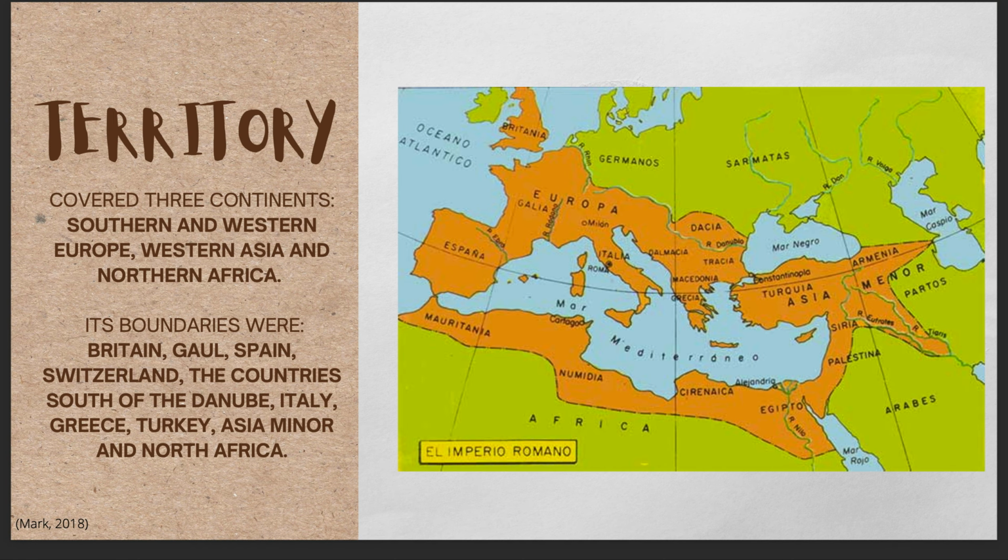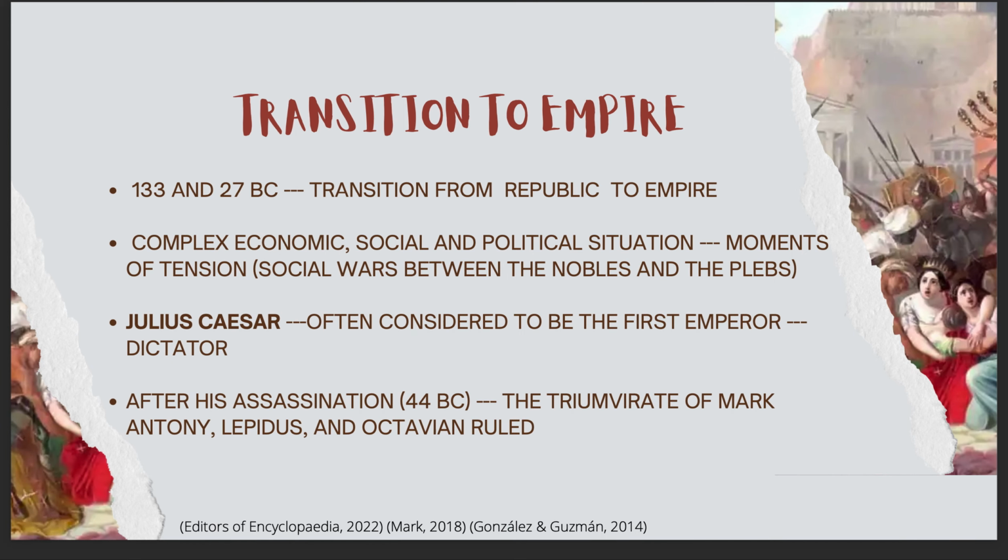Its territory covered 3 continents: Southern and Western Europe, Western Asia, and Northern Africa. Its boundaries were Britain, Gaul, Spain, Switzerland, the countries of the Danube, Italy, Greece, Turkey, Asia Minor, and North Africa.